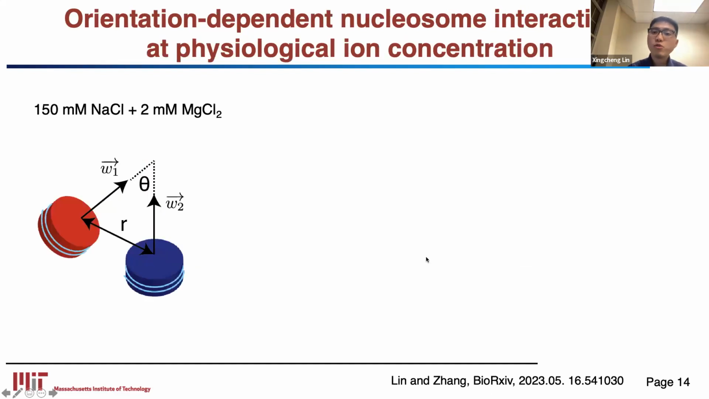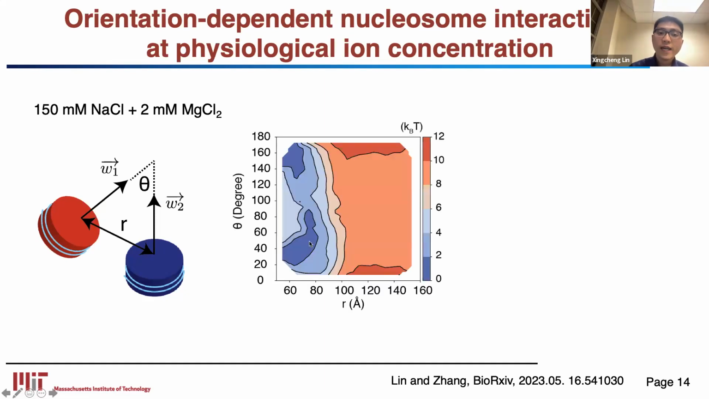Having been able to reconcile such a difference, we continue to use this model to examine the interaction strengths between two nucleosomes in a physiological nuclear environment. And we find there are about 9 kT of interaction strength for nucleosome interactions. And these intrinsic interactions would be very important for chromatin organization. Also, we find an interesting orientation dependency.